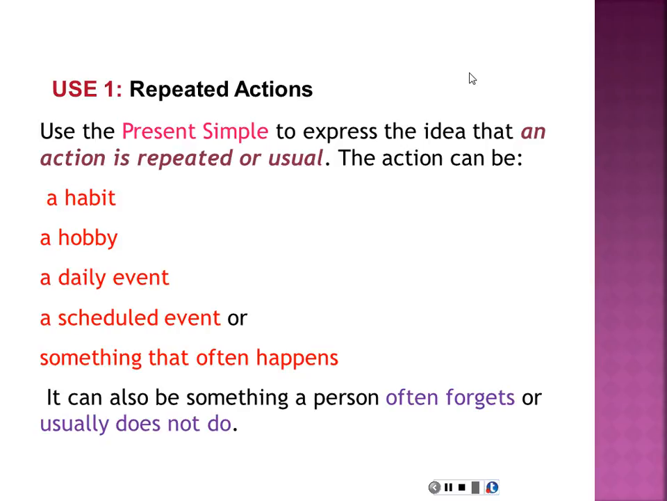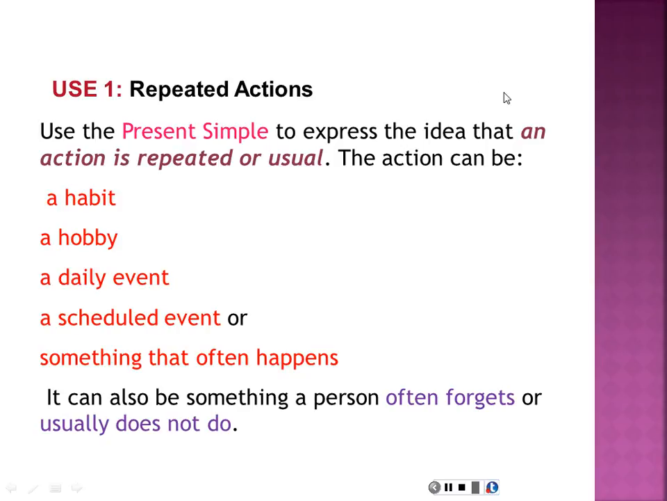So something that often happens or usually does not do. So maybe something that a person does not do. شيء ما لا يفعله شخص ما. For example, he does not eat rice. He does not eat rice. هو لا يأكل الأرز. So usually does not do. He doesn't eat rice at all.